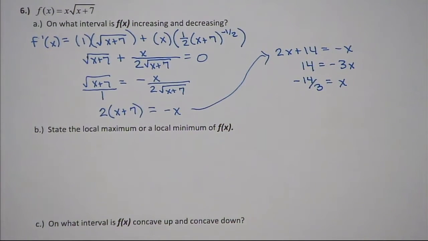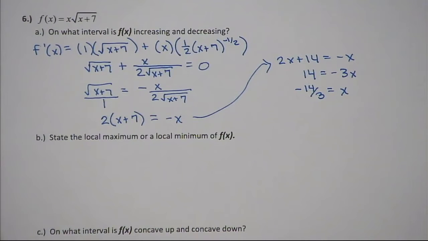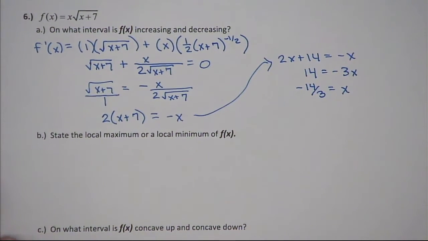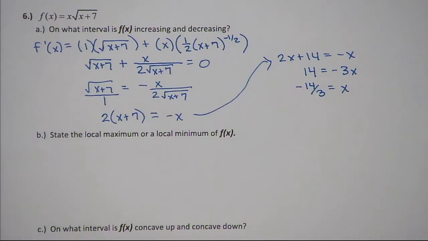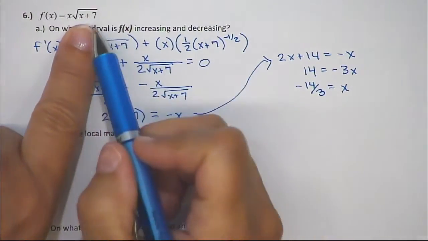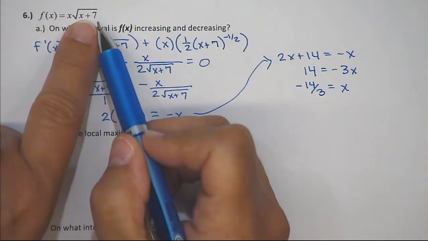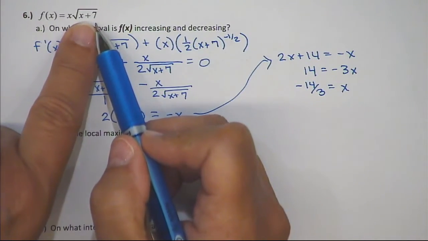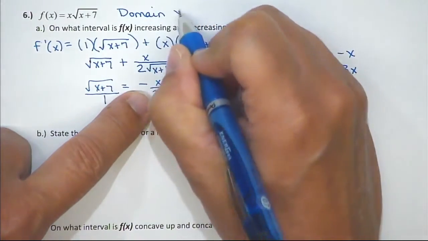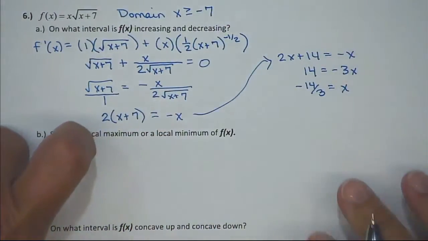Now, before I write or do my test points, I forgot about my domain. This domain is not all real numbers. So go back up. Tell me what the domain is of that function. X is not equal to negative 7. X has to be greater than or equal to what? Negative 7. Negative 7, right? I can't take the square root of something negative. So remember how you find the domain of radicals? Set x plus 7 greater than or equal to 0. Solve that. So the domain has to be greater than or equal to negative 7.